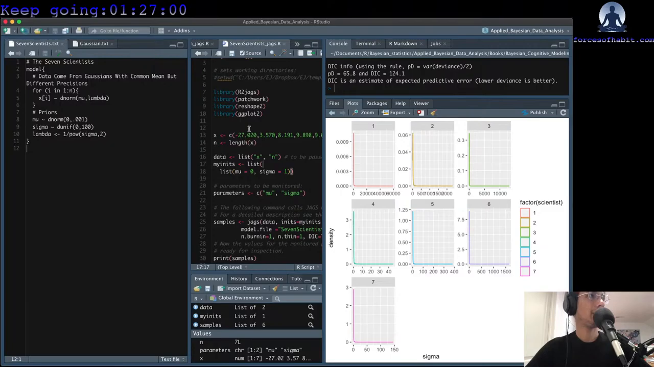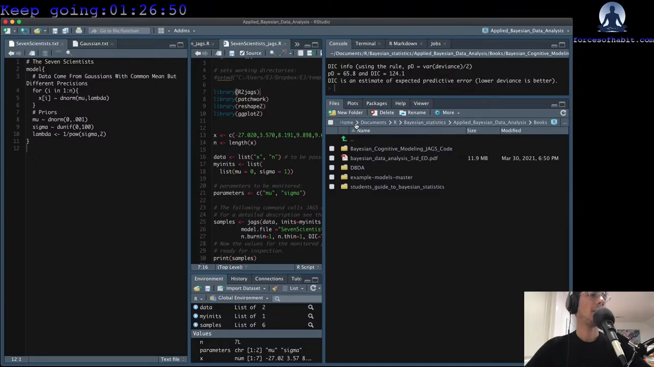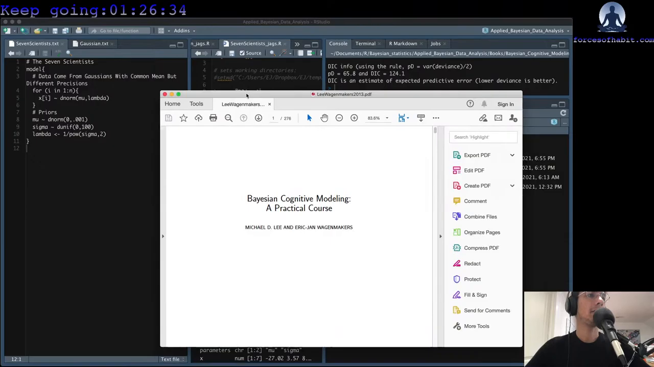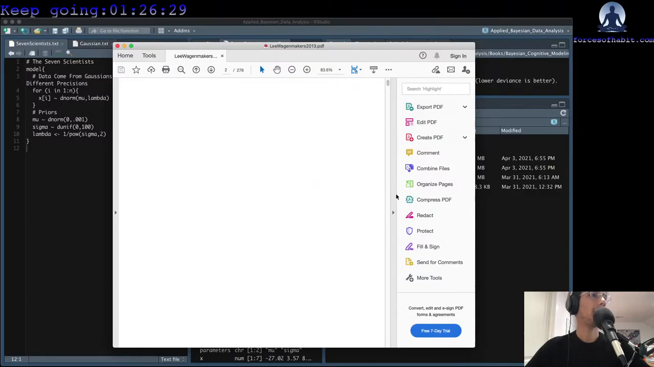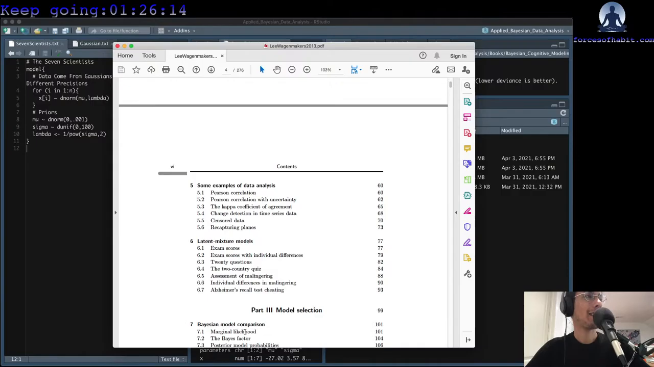All right, well, I'm just gonna clear this out for today. Since last time, let me pull up the book. Last time we did, I think, the last exercise. We were still in the Gaussians chapter. Well, this is yesterday, right? We had finished the last exercise for the seven scientists example, where we were looking at measurement uncertainty surrounding each of the seven scientists.